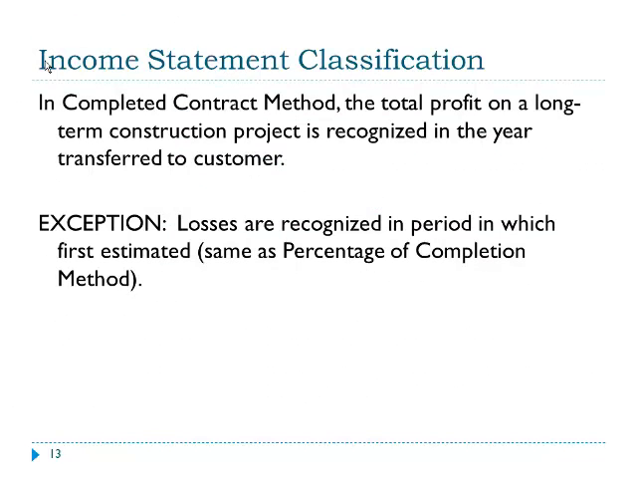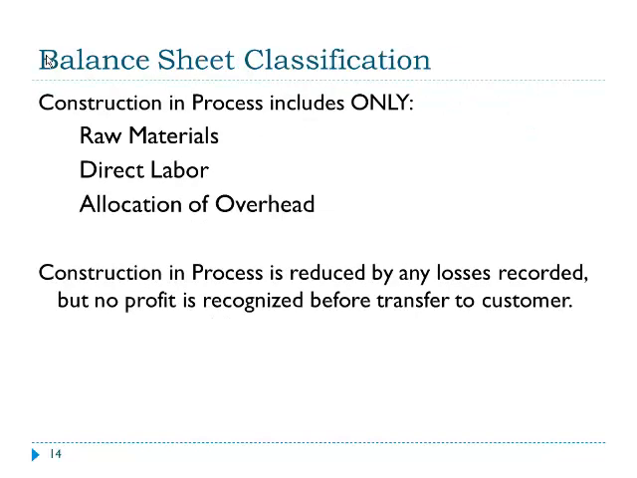In completed contract method, the total profit on a long-term construction project is recognized in the year transferred to customer, with the only exception that losses may be recognized earlier. On the balance sheet, construction in process includes only raw materials, direct labor, and an allocation of overhead. Construction in process is reduced by any losses recorded, but no profit is recognized before transfer to the customer.